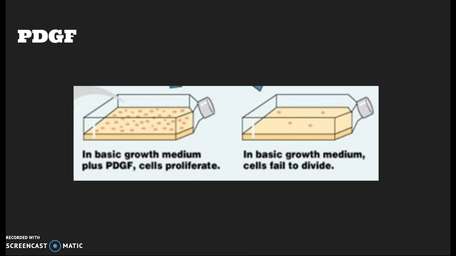These cells rely on PDGF to give them the signal to pass that G1 checkpoint so they can divide and create more cells. So as you can see right here, in this culture, when there is PDGF, the cells are allowed to divide, but when there is no PDGF, the cells are not dividing.